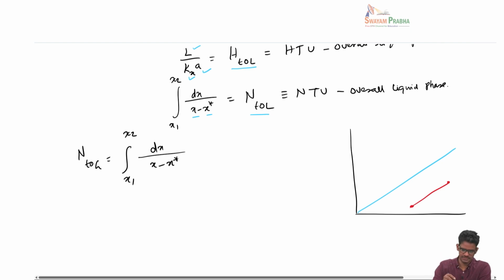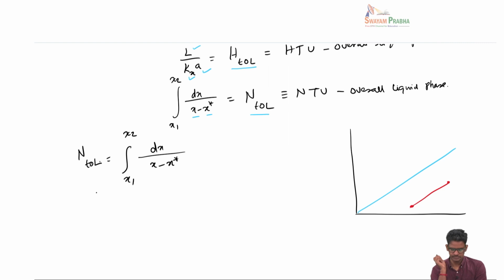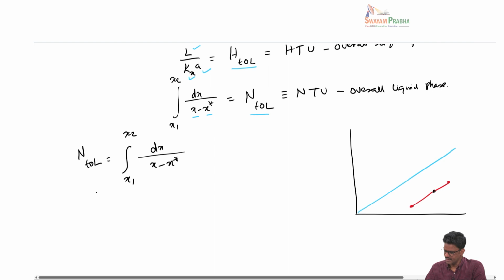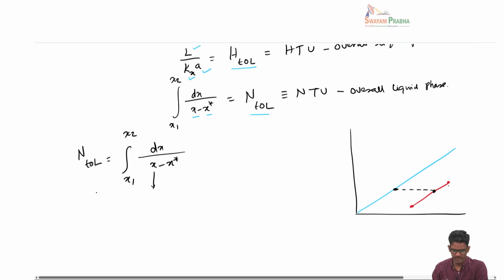NTOL, yes, you are right. This is NTOL, yes. So again recall that if I have an x value here somewhere, the corresponding x star is somewhere here, right? This is the driving force, and this driving force I have to integrate from the bottom to the top of the column. Okay. So now I need to deal with this. This x here comes from my operating line. This x star is coming from my equilibrium line, right? Okay, so now we have to deal with this.